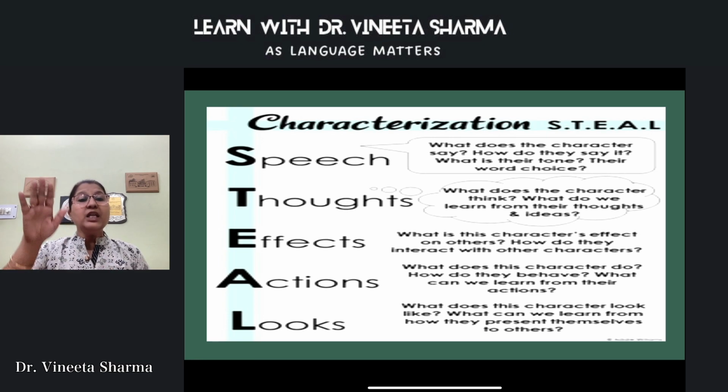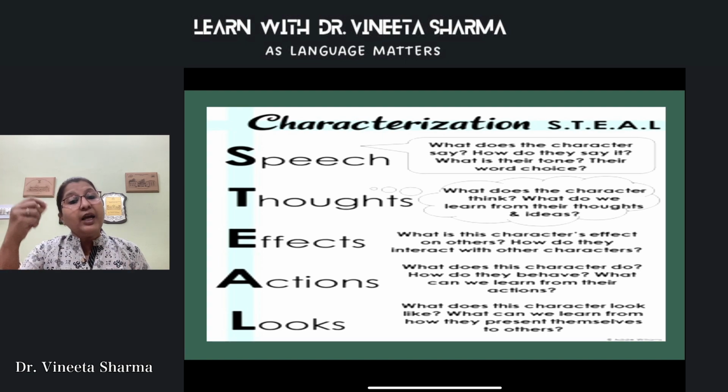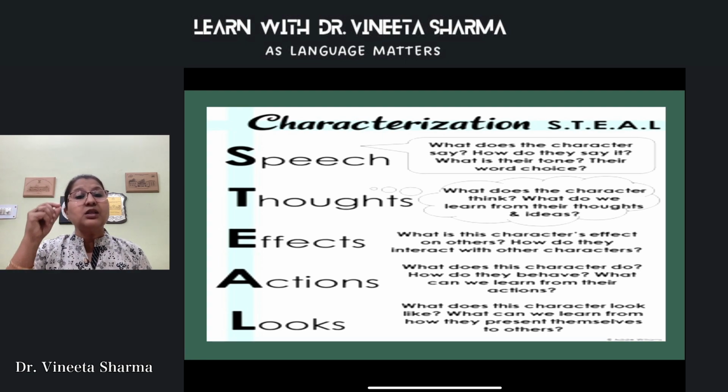All right. So these 5 factors are very important in understanding the characterization. Whenever you read about the character, through their speech, through the thoughts, through the actions, try to make certain notes where you can know about their personality traits.